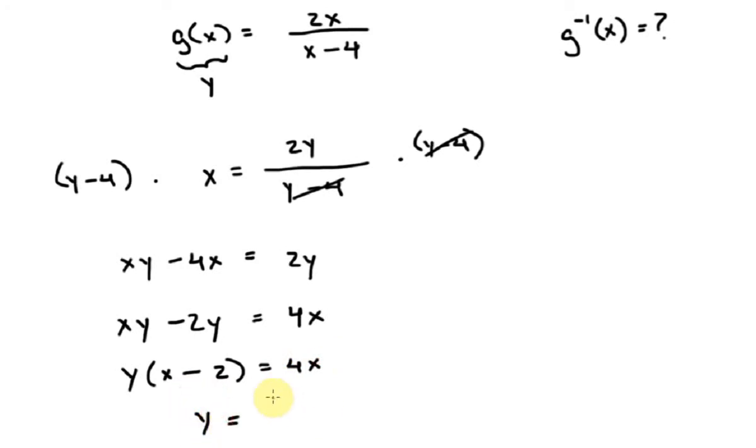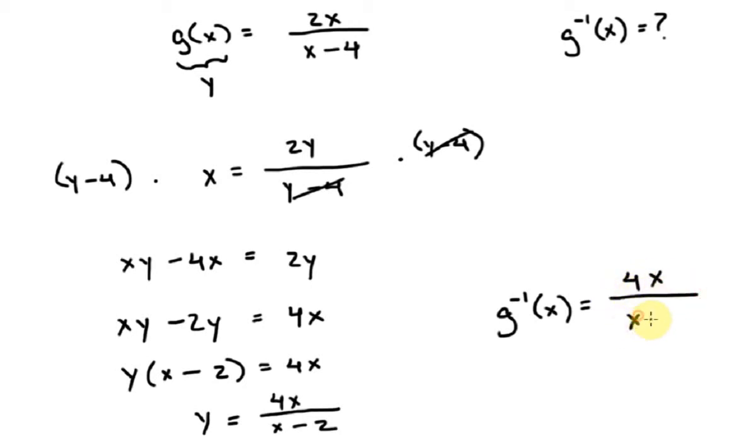So here's what I end up with: 4x divided by x minus 2. So there it is. There's G inverse. Somebody wanted to know, so there's G inverse. It's 4x divided by x minus 2.